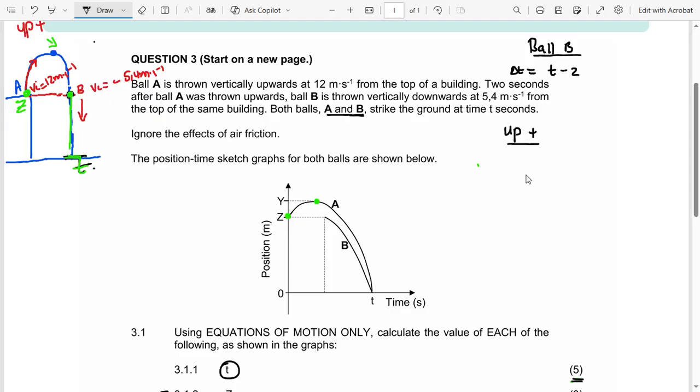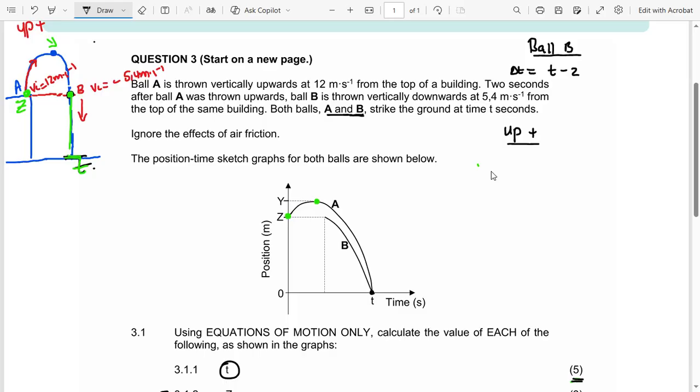So to calculate t, we need to know how long it took ball A to reach the ground. Guys, remember, the time for ball B will just be t minus 2. So in order to calculate the time it hits the ground, we need to understand how long it took ball A to reach the ground.